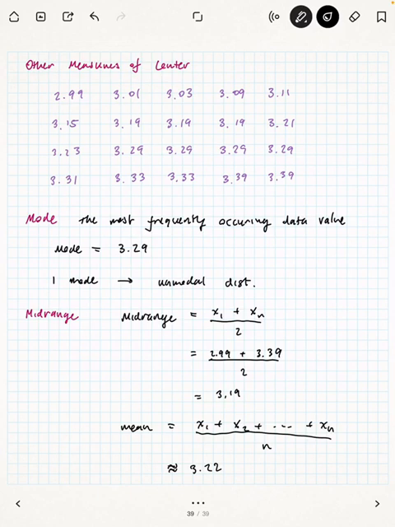The mid-range, the advantages are it's faster, and in a pinch, easier to compute than a mean.